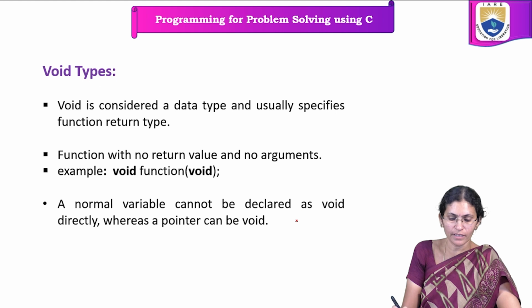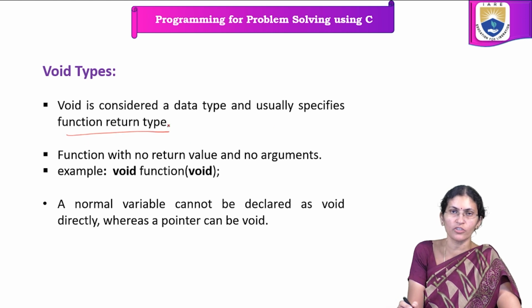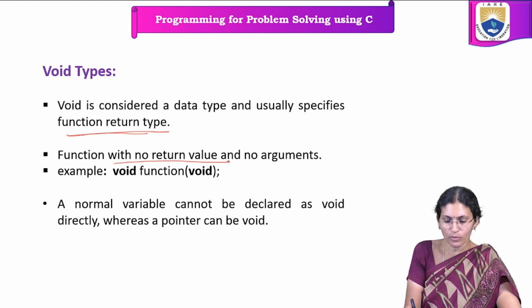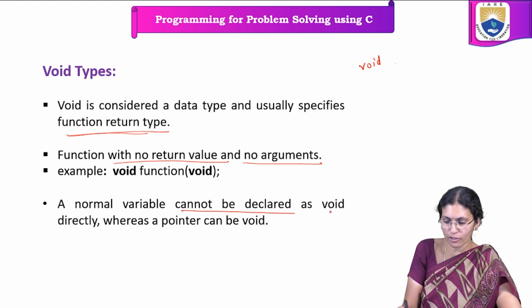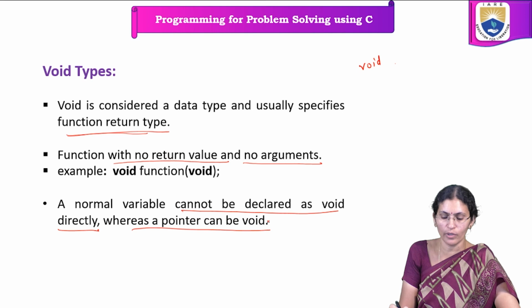Next one is the void data type. So what is the void data type? Actually, we don't have any void data type, but it is used mainly with functions. It is used to specify the return type of the function. A function with no return value and no arguments is called void. We cannot declare a variable as void. A normal variable cannot be declared as void directly, whereas a pointer can be void.